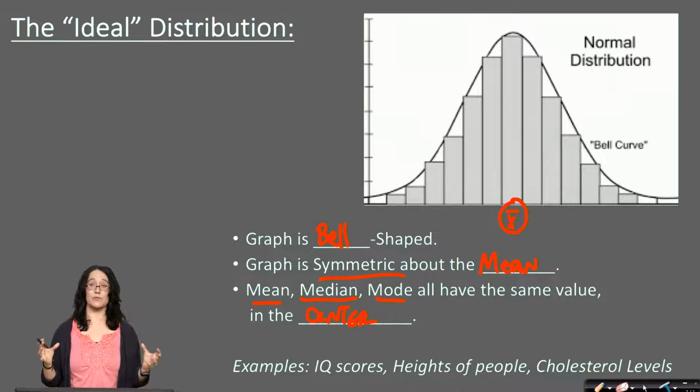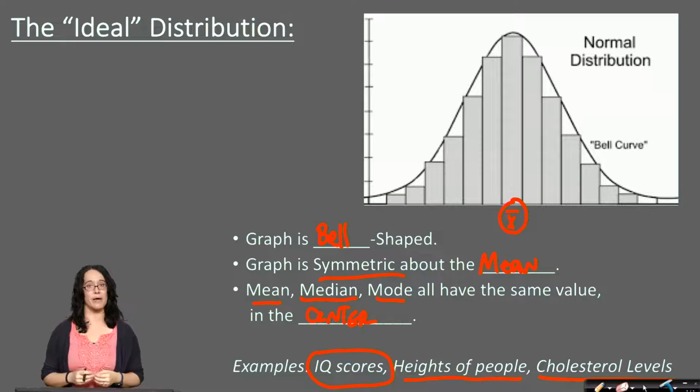These are like absolutes that you can depend upon, and that would be IQ scores of populations. Believe it or not, IQ scores of various populations always come out to be bell-shaped, okay? Similarly, the heights of people always come out to be bell-shaped. Cholesterol levels, you wouldn't think that something like this would be so normalized, but in fact it is. It is going to be bell-shaped, okay?